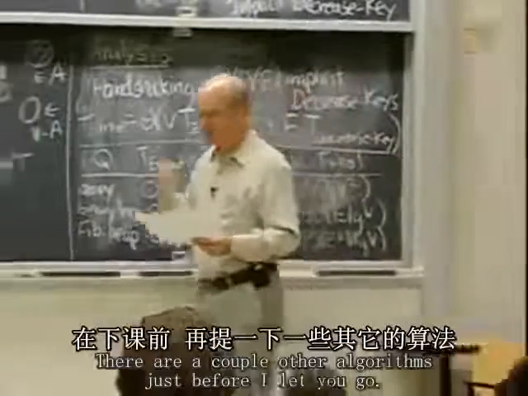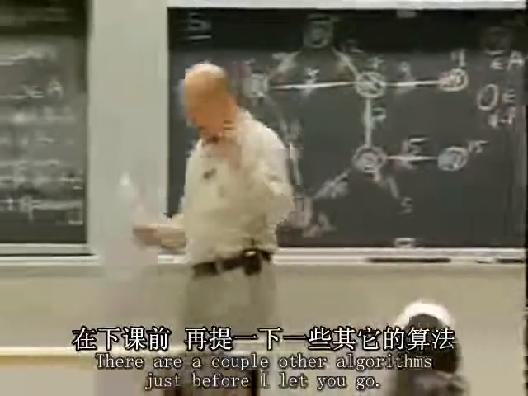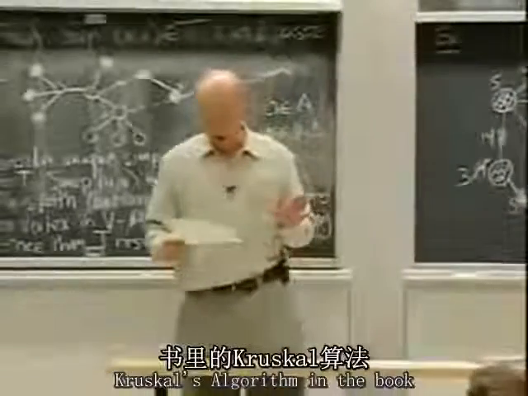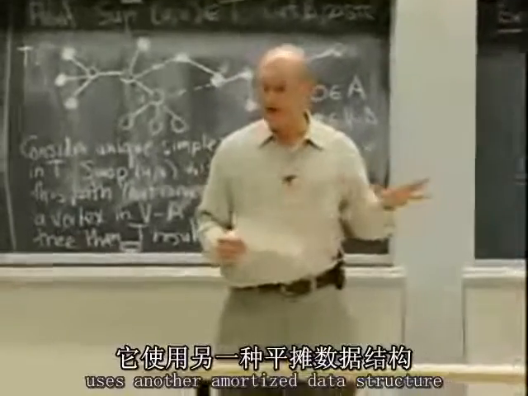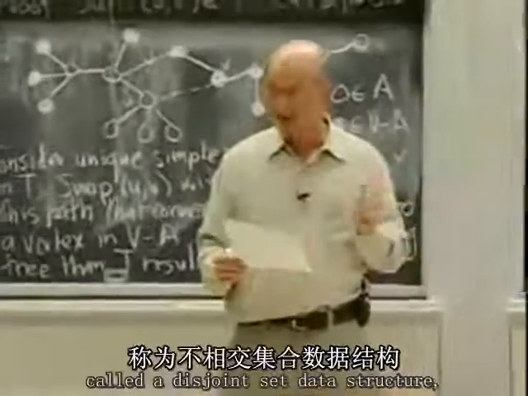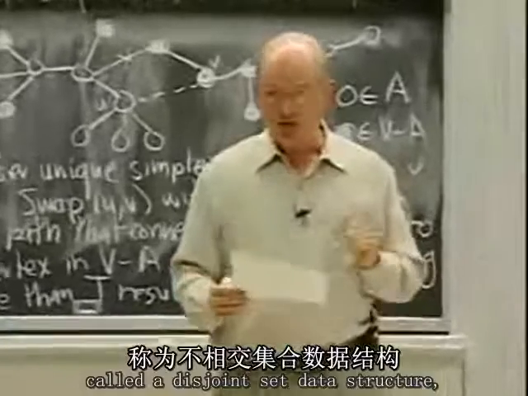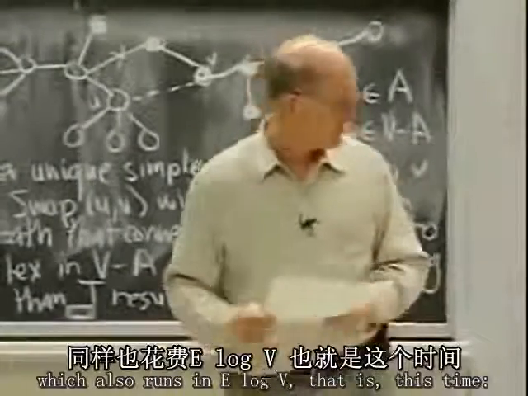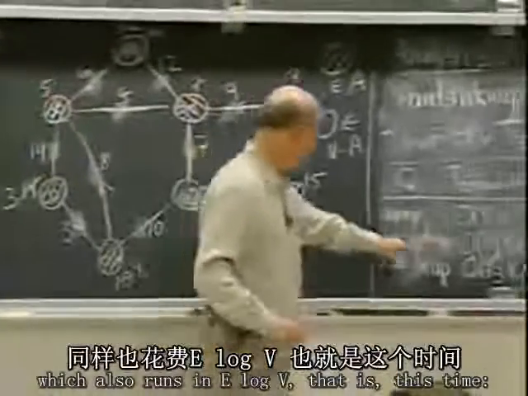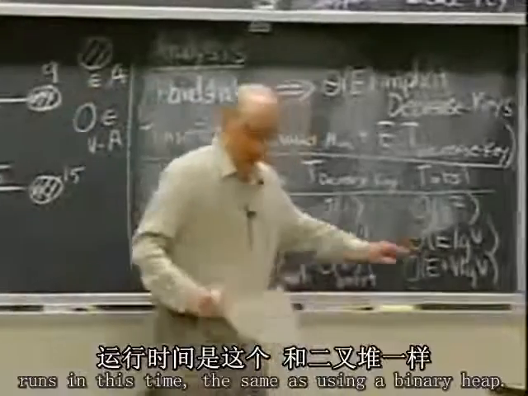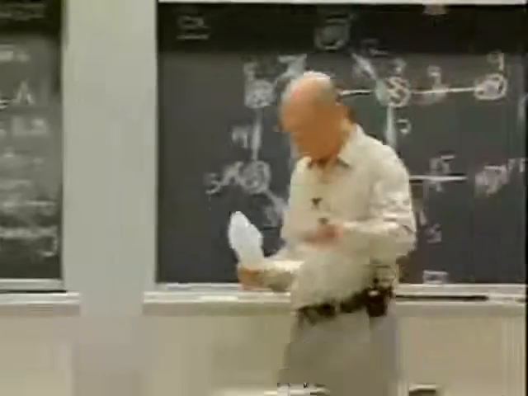There are a couple of other algorithms just before I let you go. Kruskal's algorithm in the book uses another amortized data structure called a disjoint set data structure, which also runs in E log V. It runs in this time, the same as using a binary heap. So I'll refer you to the book.